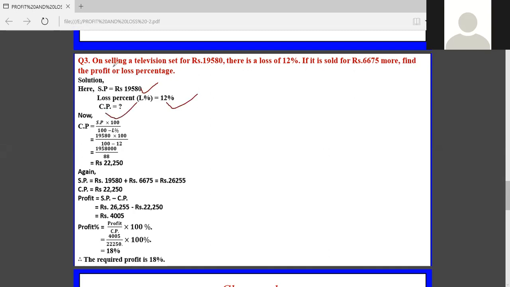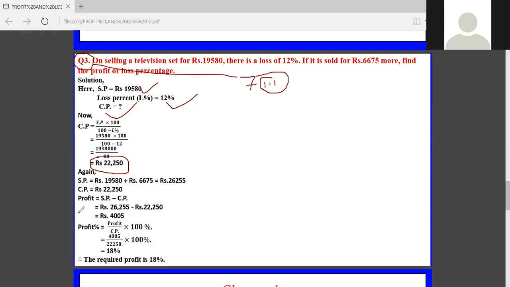Okay, according to the first question, we know CP equals SP into 100 by 100 minus loss percent. If you put the values of all this and solve it, then you'll get 22,250. From the first question, we find CP, right? Okay. In the book, this question is the question of 7 number 3, in your course book, question number 7.3.